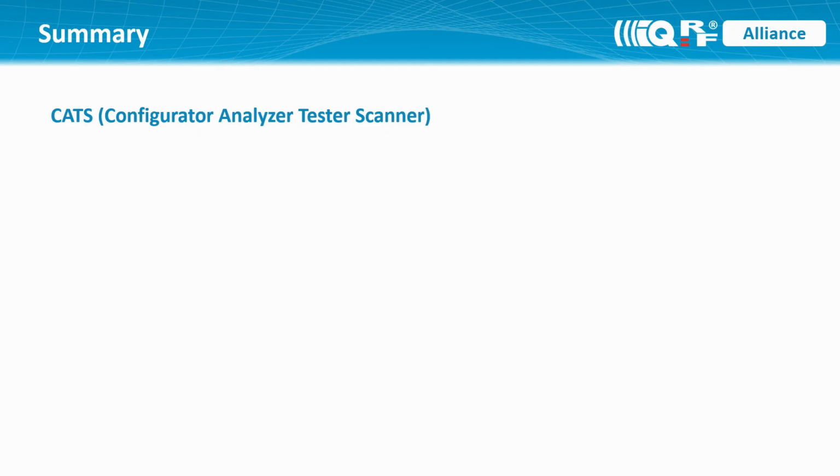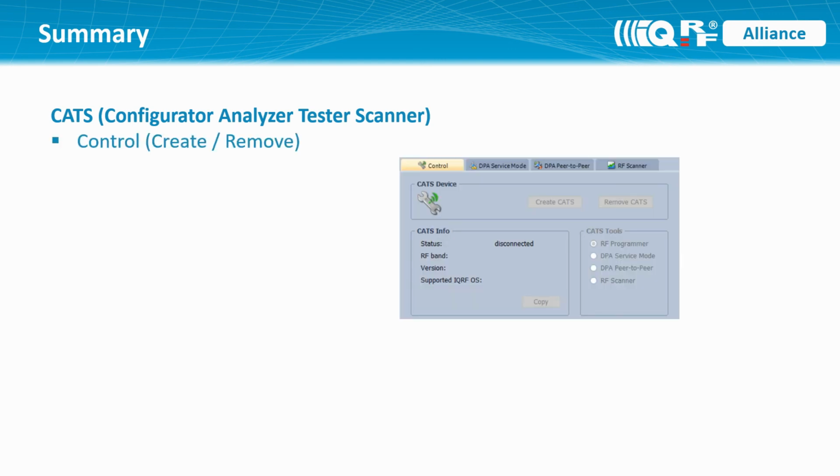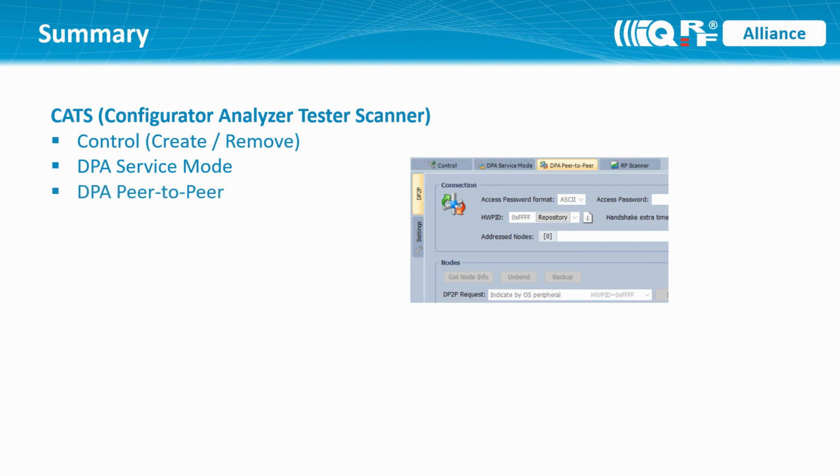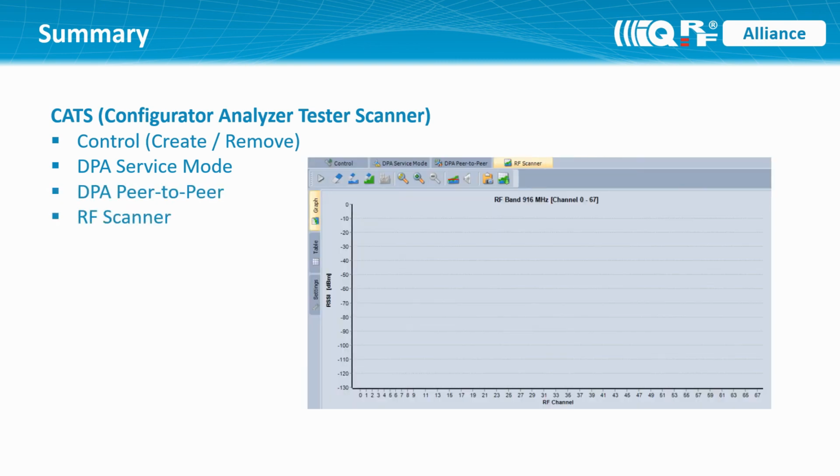In this video, we showed how to use CAD Service Tools, how to work with DSM or DP2P and the RF scanner. You can use these tools to plan your network as well as to manage, locate and identify running devices, or for service tasks such as unbonding or resetting devices for which you no longer have a coordinator.